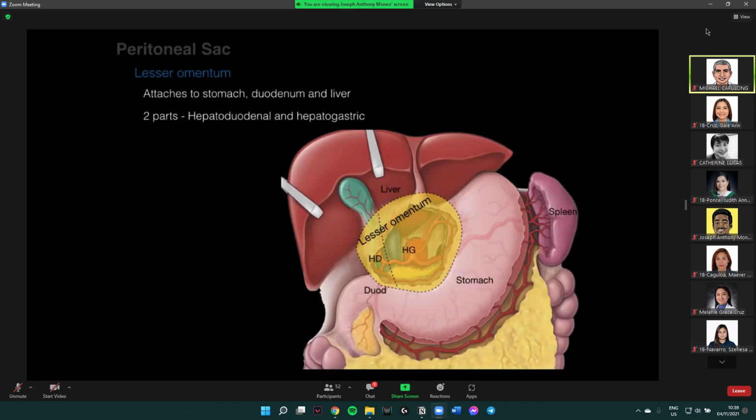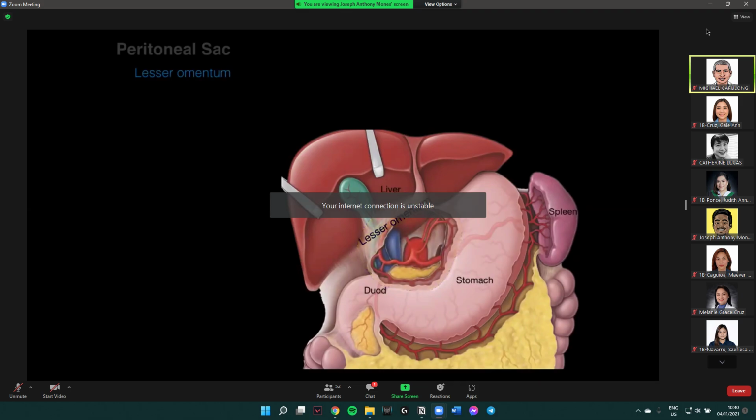Now, why do we make a distinction between these two? Well, that hepatoduodenal ligament houses three very important structures that we call together the portal triad: the hepatic arteries, the bile ducts, and the hepatic portal veins. We call those three things the portal triad, and they're in the foramen going into the lesser sac.